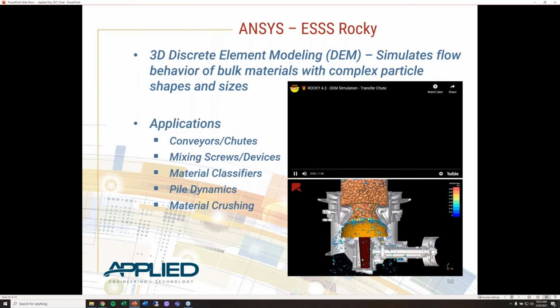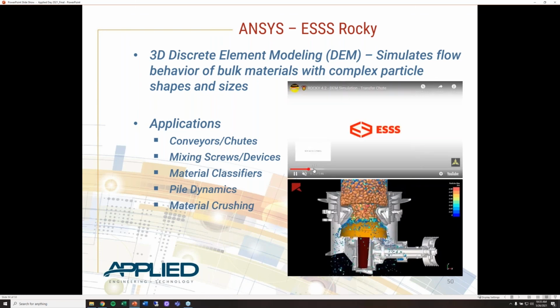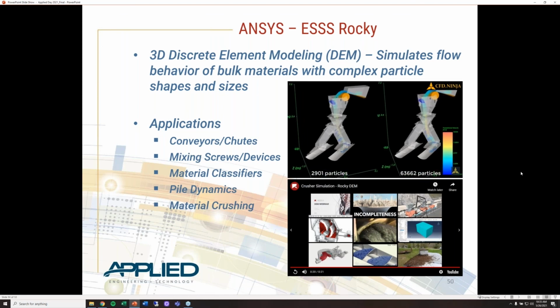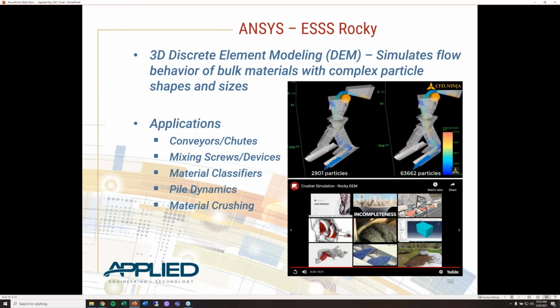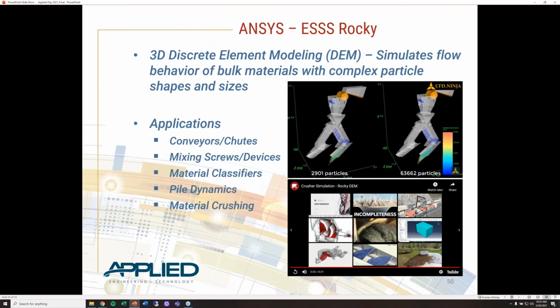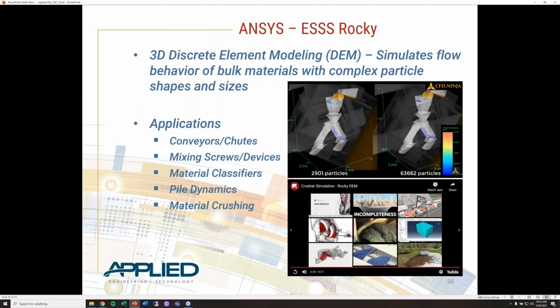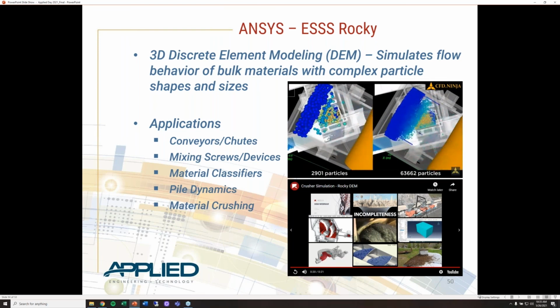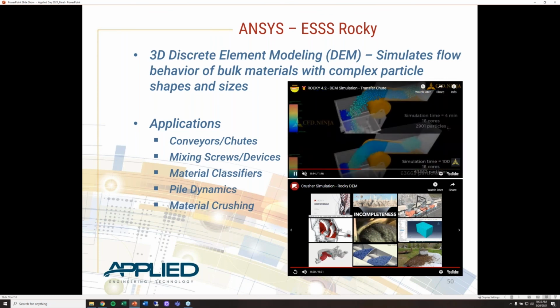We've also got another example of a conveyor chute. I'll move this along, but here we can see a conveyor dumping material into a chute, and we can see some inefficiencies in that chute where material is getting stuck, so that information can be used to improve the chute so we don't have residual material stuck in it. Here's another view of that. So again, the flow of bulk materials is what we're looking at with ESS Rocky.